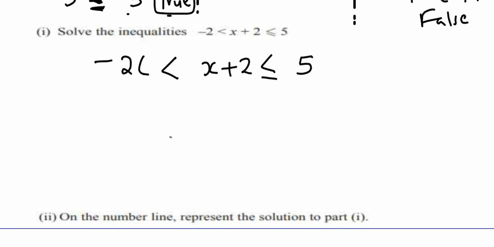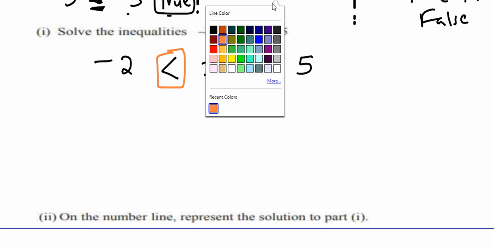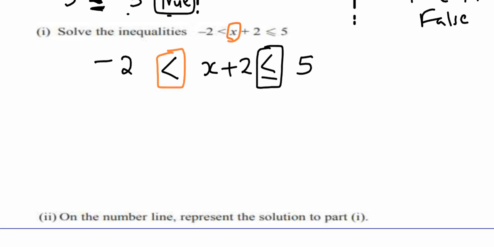Okay, you have two inequalities here. We have this inequality here, and we have this inequality here. So what we are going to do is solve these inequalities. That means we are looking for how much x is. So what we do here is, let me remove this. Okay, this is less or equal to 5.